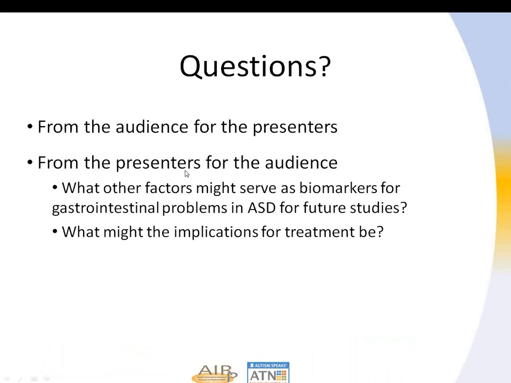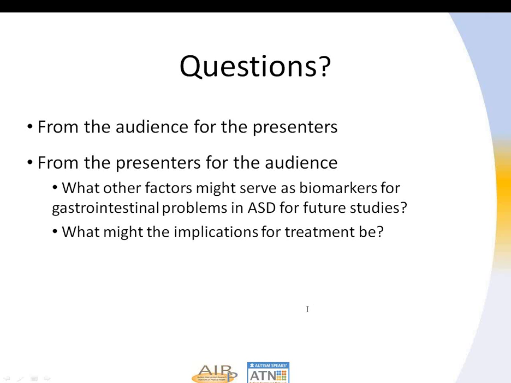So we actually have time for some questions. If anyone in the audience has questions, again, type into either the question box or raise your hand, and we can speak. But then we also have some questions from the presenters to pose to you all, and one of those was actually asked by one of the audience members: what might the treatment implications be for this set of findings? The presenters wanted to pose that back to the audience, if anyone has any ideas of the implications for treatment from this study.